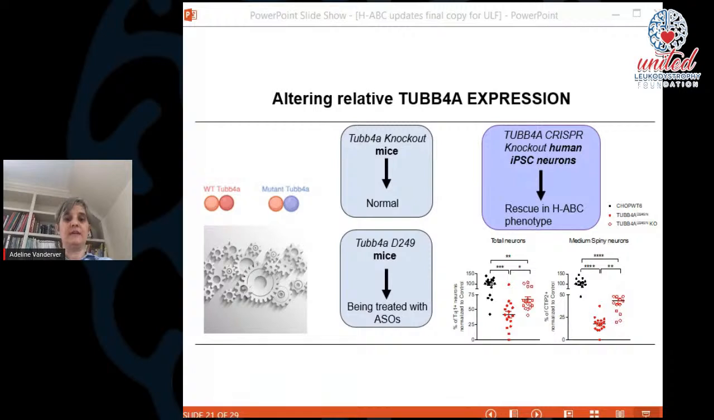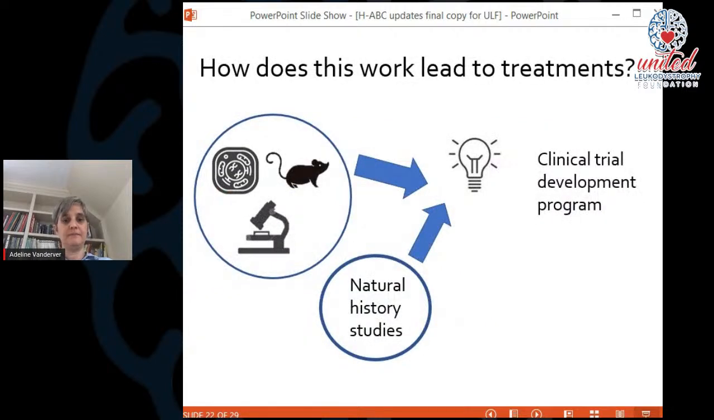And then the other approach that we have been using is something called CRISPR, right, which corrects or does gene editing. And we know that in cells, at least, we can correct the cells and make them appear to be more normal in their function. Okay, next slide.